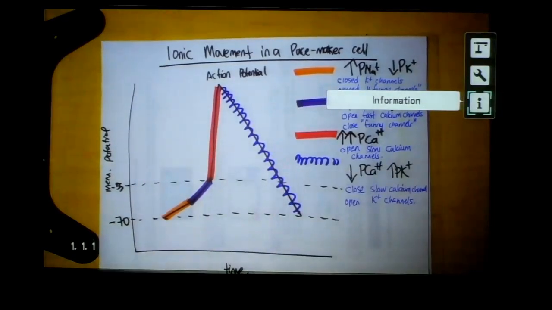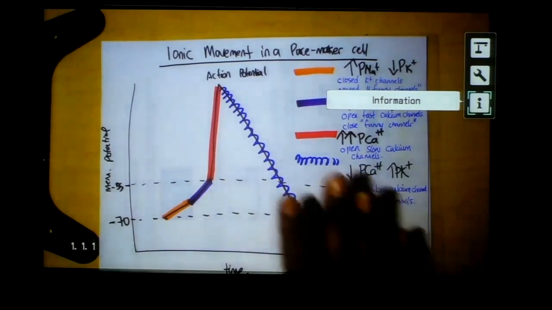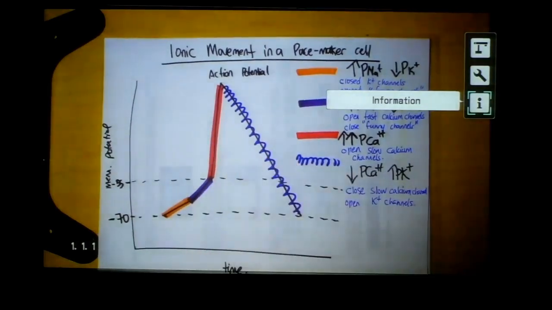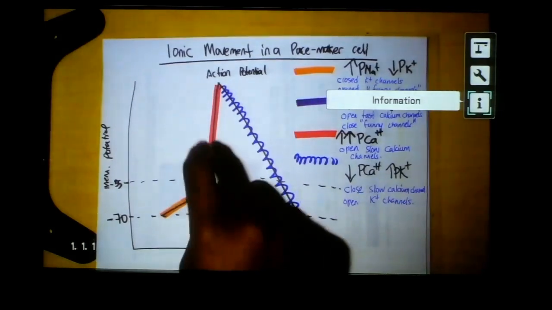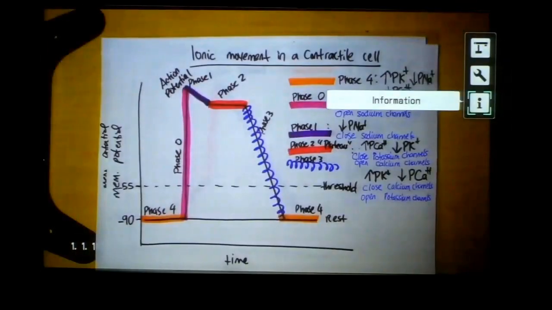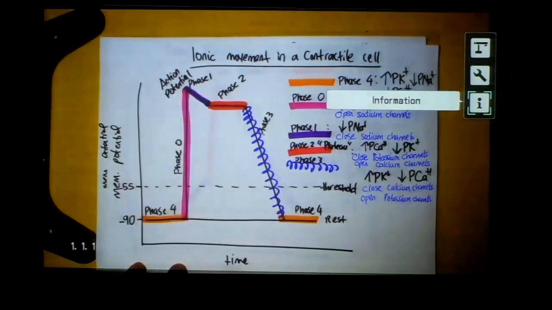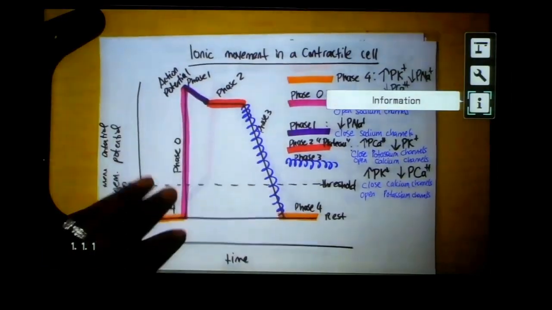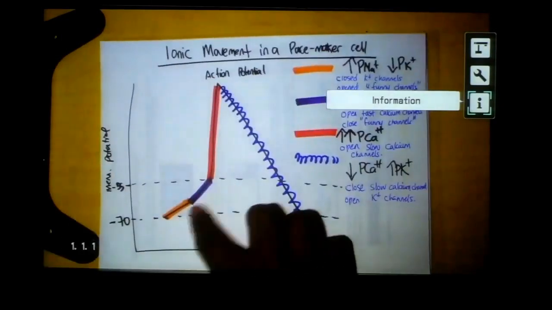Okay, so important to distinguish that in a pacemaker cell, the ion that's responsible for depolarization is calcium, specifically through a slow calcium channel. Whereas in a contractile cell, the ion that's responsible is sodium, and that movement of sodium is the first thing that happens in the cell. Whereas in a pacemaker cell, there's a gradual depolarization.